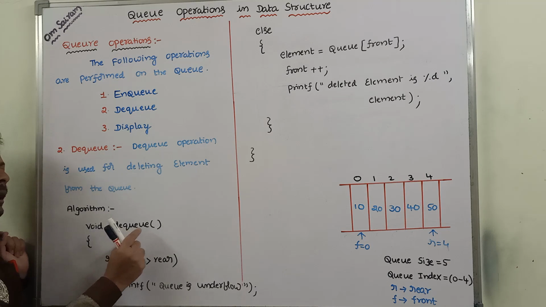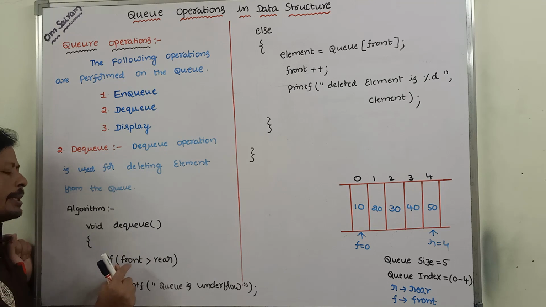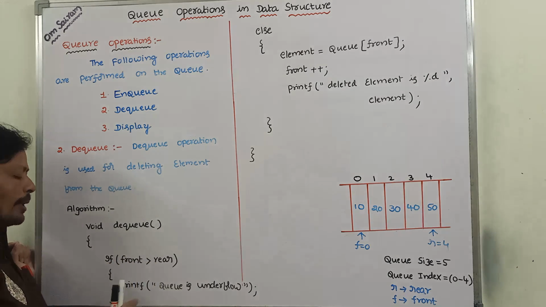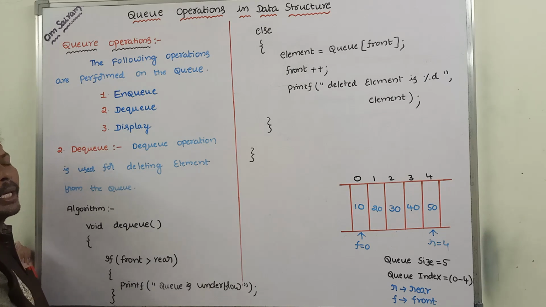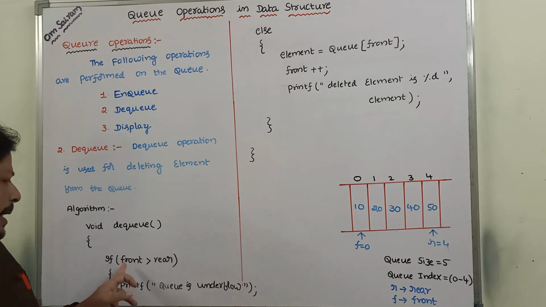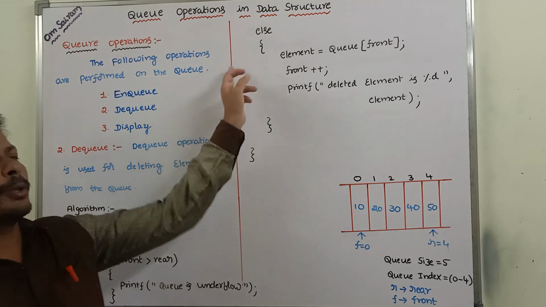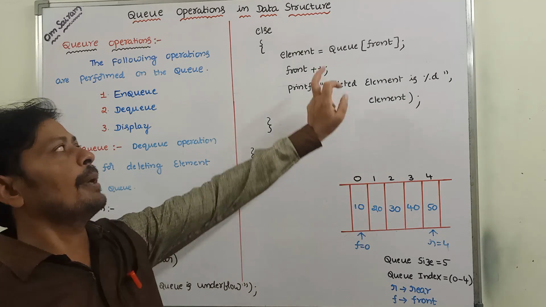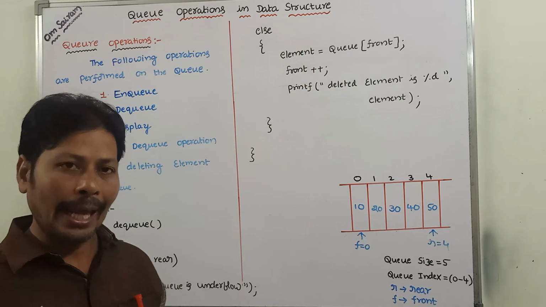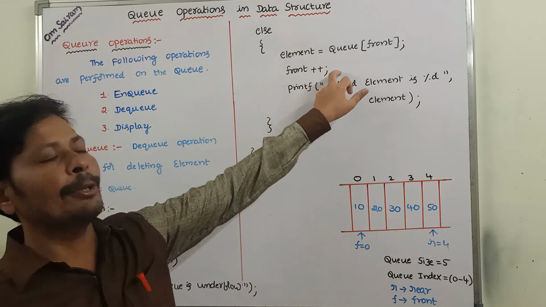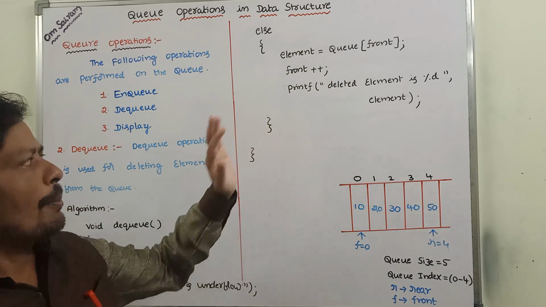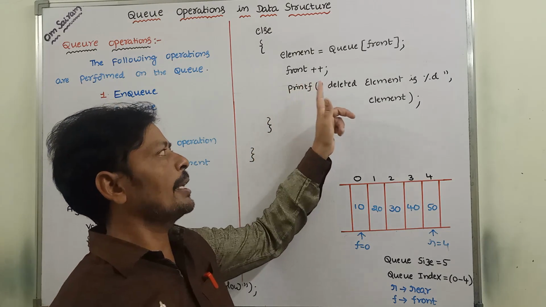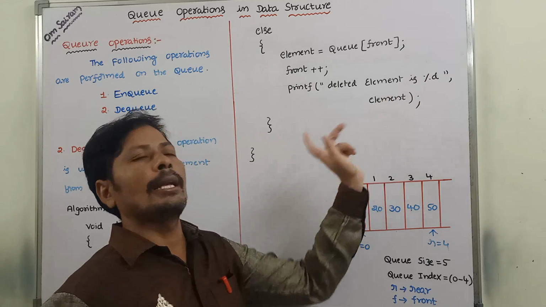So void dequeue, brace begin, if front greater than rear. If the front value is greater than the rear value, we can say that printf queue is underflow. If this condition is false, then go to the else block. We are deleting the element from the queue of front that can be assigned to the variable called element. After that, front value can be incremented. Suppose we want to print the deleted element, so this statement is executed. Printf deleted element is %d, element.